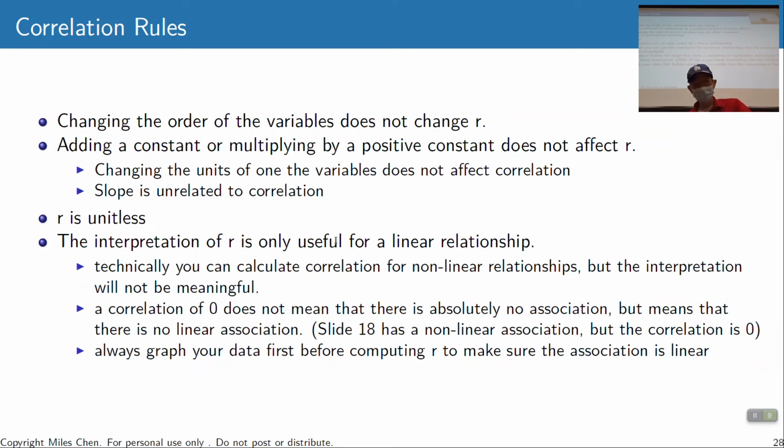Okay? And conversely, I didn't put this in the notes here, but if you have a correlation of 0.9, that doesn't mean your relationship is linear either.